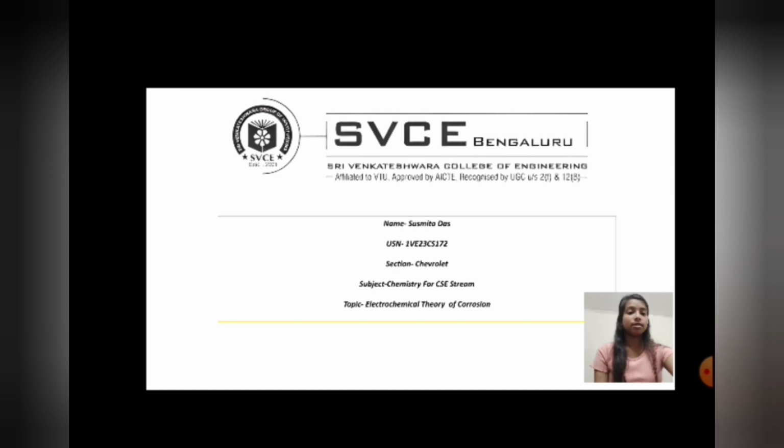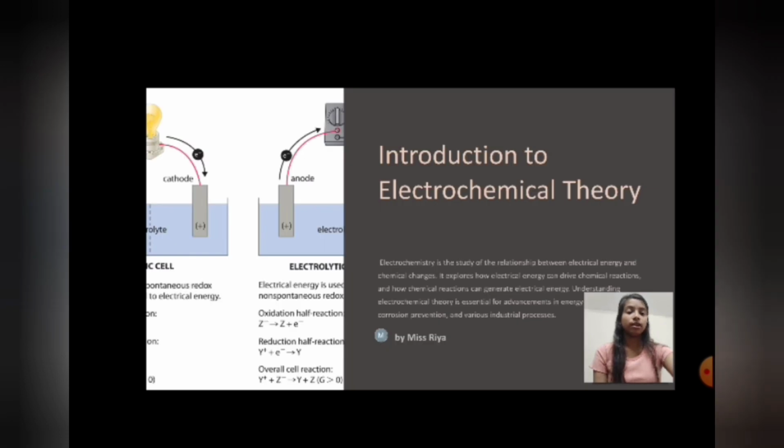Today my topic is electrochemical theory of corrosion. Introduction to electrochemical theory. Electrochemistry is the study of the relationship between electrical energy and chemical changes. It explores how electrical energy can drive chemical reactions and how chemical reactions can generate electrical energy. Understanding electrochemical theory is essential for advancement in energy, corrosion prevention, and various industrial processes.